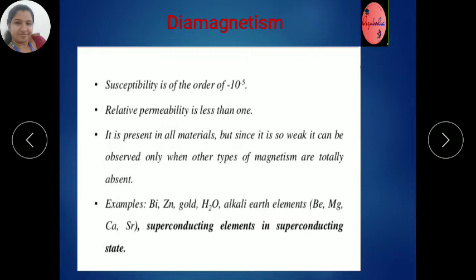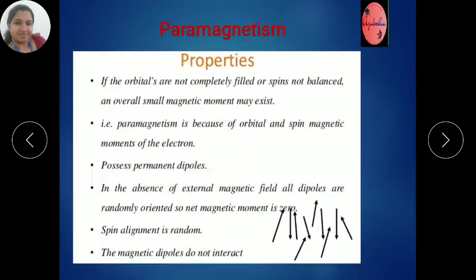Then susceptibility is of the order of 10 raised to 5. Relative permeability is less than 1. It is present in all materials, but since it is so weak, it can be observed only when other types of magnetisms are totally absent. Examples: superconducting elements in superconducting state, then zinc, gold, these are all diamagnetic materials.